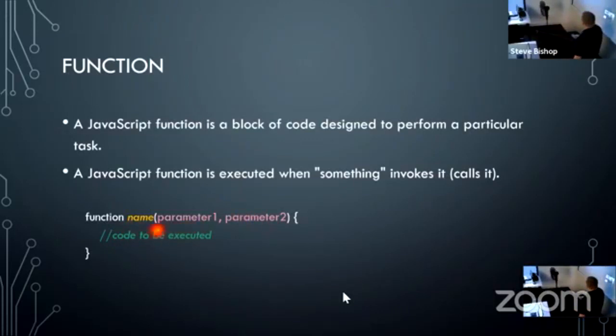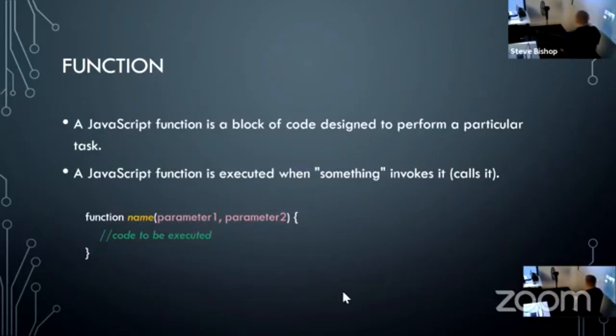Then we have an open parenthesis and a closed parenthesis, and we have these things called parameters, which we'll talk about a little bit in just a moment. But notice that after the open and closed parentheses, we have an open and closed curly brace. Everything between those two curly braces is code that's going to be executed. That's the code that's actually going to be executed when you call that function.